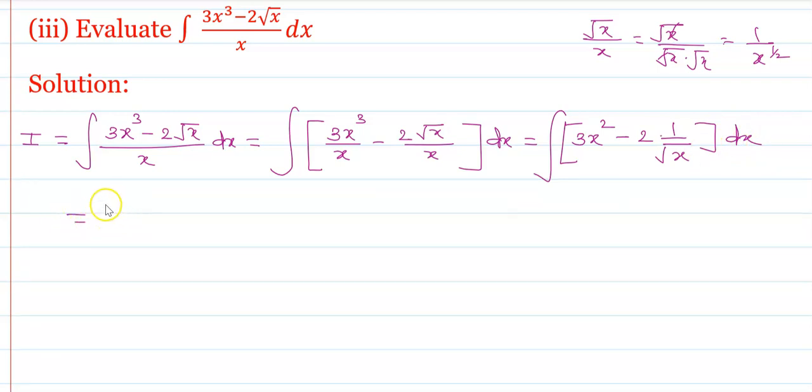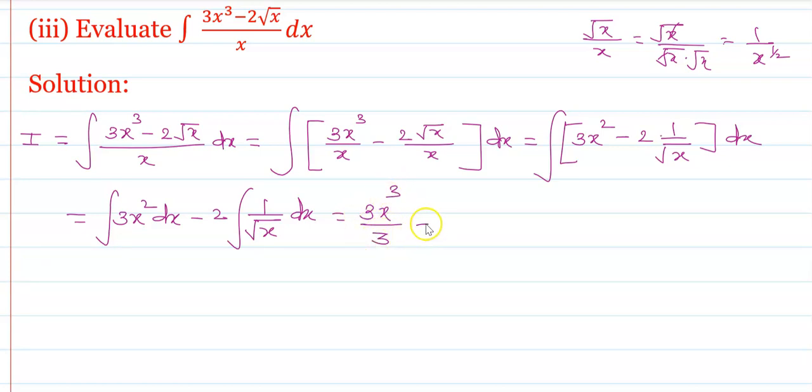Next, separate the integral: 3x square into dx minus 2 integral of 1 upon root x dx. Integral of 3x square is 3x cube upon 3 minus 2. I will find out the integral of 1 upon root x. Root x means x raised to 1 upon 2; the numerator and its power will become minus 1 upon 2 into dx. Again, 3 get cancelled. You will get x cube. Now the integral of x raised to minus 1 upon 2. x raised to minus 1 upon 2 plus 1 means x raised to 1 upon 2 upon 1 upon 2.